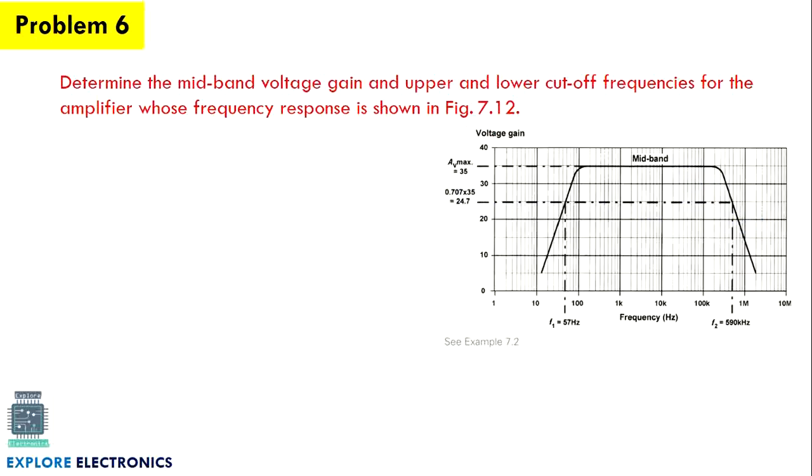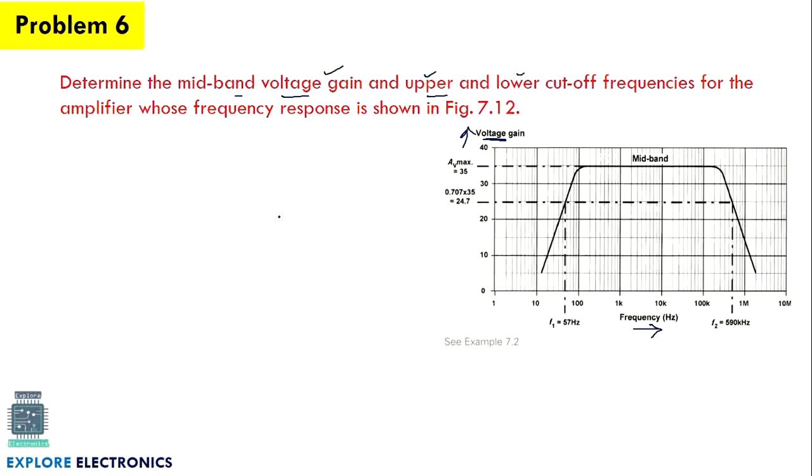Then the next problem is on the frequency response. Okay, determine the mid-band voltage gain and upper and lower cutoff frequencies for the amplifier whose frequency response is shown in the figure. This is the frequency response. You guys know that this is the gain in y-axis. In x-axis we are going to take frequency. They have given some curve and also they are given some values for gain as well as frequency. We need to find out the mid-band voltage gain, and then upper and lower cutoff frequencies.